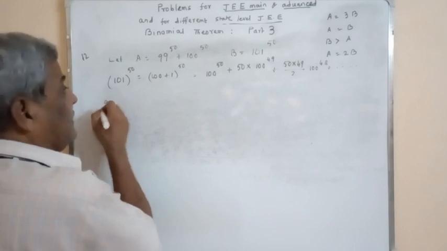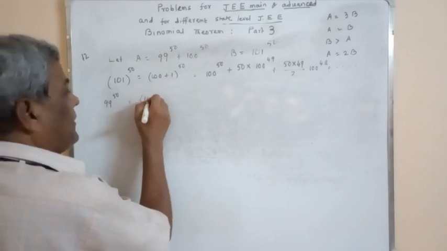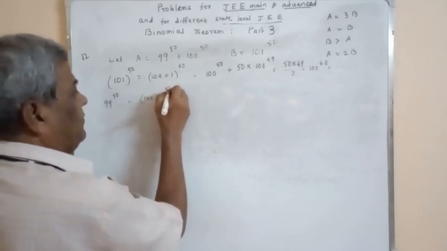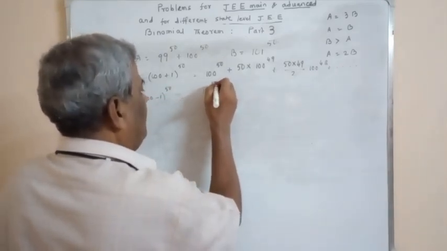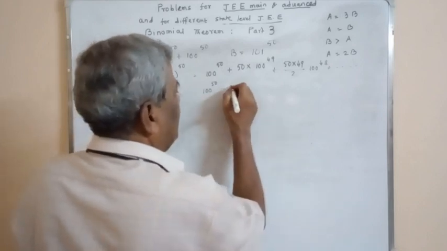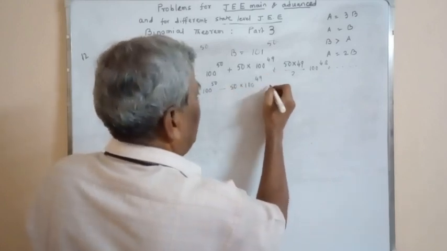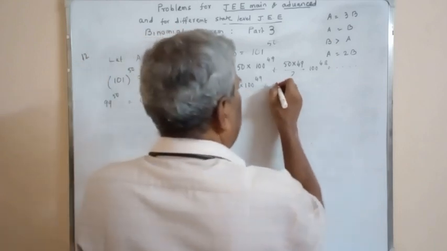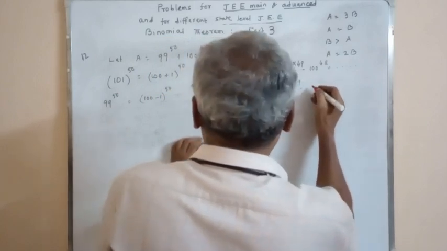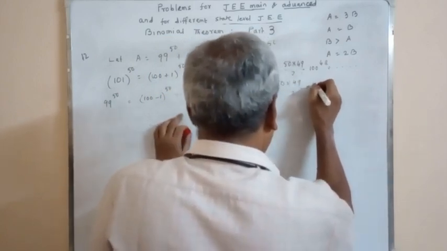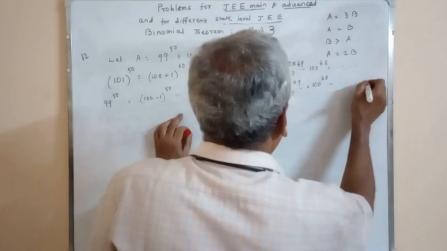And 99 to the power 50 is equal to 100 minus 1 to the power 50, which is equal to 100 to the power 50 minus 50C1, that is 50 into 100 to the power 49, then plus 50 into 49 by 2 into 100 to the power 48. Next term will be negative, and so on.